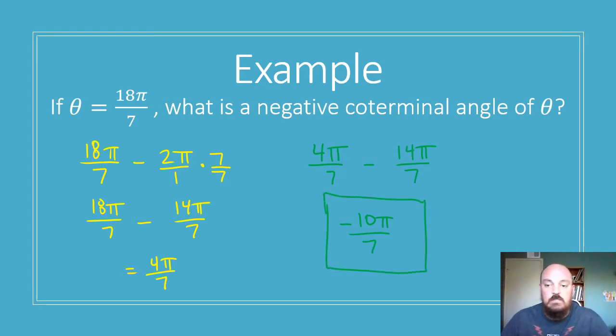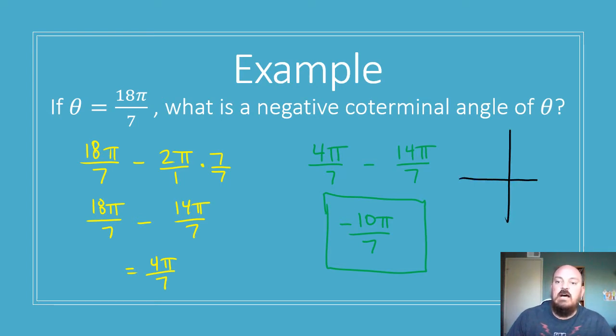It's not the only answer to the question. That's basically the first negative one. That's the one that you would probably find first. But if I subtract 2 pi again, that's going to be a negative coterminal angle. And if I subtract 2 pi again and again and again. So there are actually an infinite number of possible right answers to this question, but that's the first one, and I think the most obvious one. So for my answer, I'm going to say a negative coterminal angle of theta would be negative 10 pi over 7. And let me give you a quick visual of what's happening here.